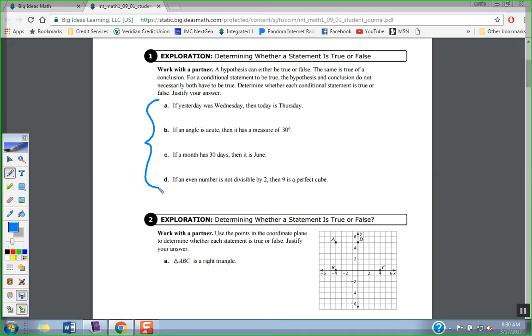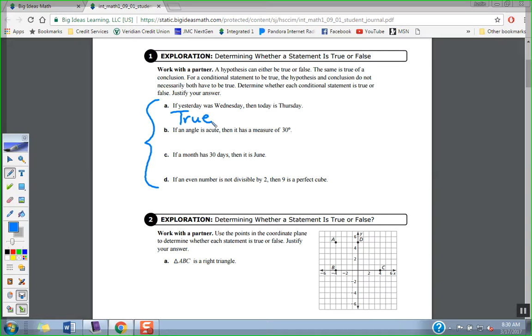All right, let's talk about A. What do you guys think on A? Show of hands. True. Okay, why do you say true? Because if yesterday was Wednesday, then today is Thursday. So no matter what, the day after Wednesday is always going to be what? Thursday. So yeah, we can say that's true. Number one, I would say, you bet that's true. I think that's true as well.